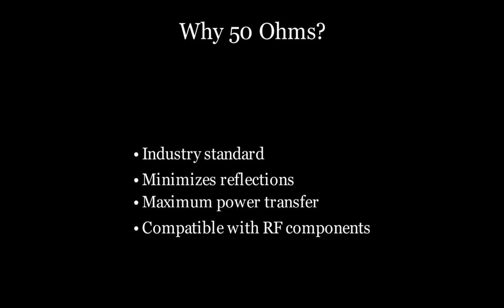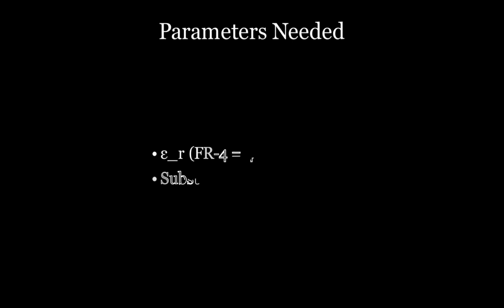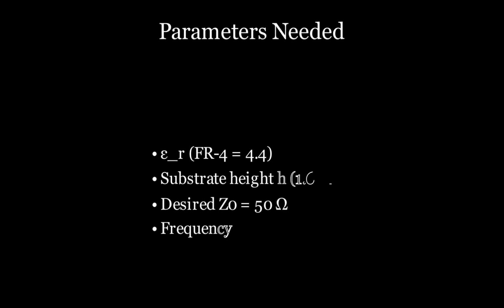To calculate the width of a 50-ohm microstrip line, we need the substrate permittivity, the substrate thickness, and the target impedance. In our example, we use FR4 with epsilon r equals 4.4, a height of 1.6 millimeters, and a target impedance of 50 ohms. Instead of using the equations manually, we can use online microstrip calculators. We simply enter the substrate permittivity, the thickness, and the desired impedance.